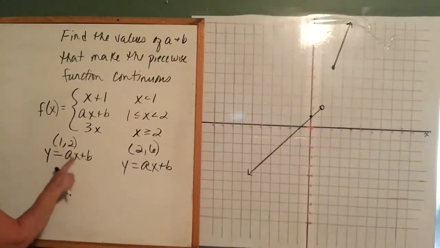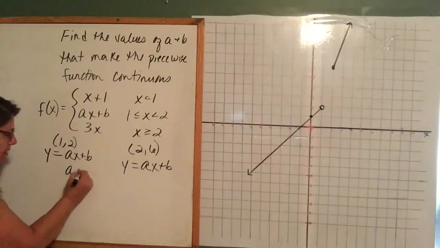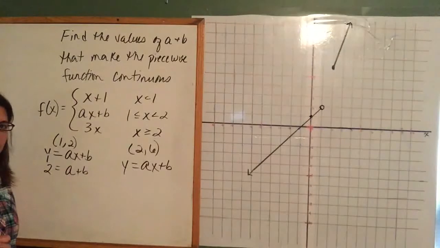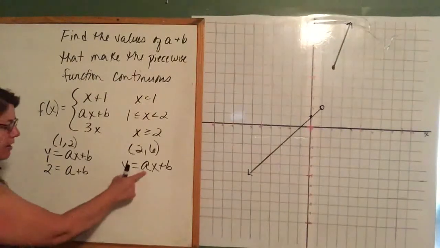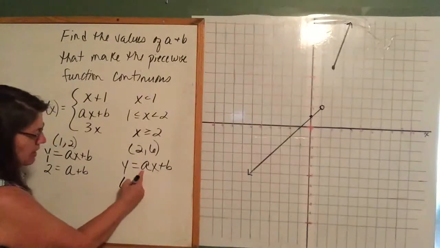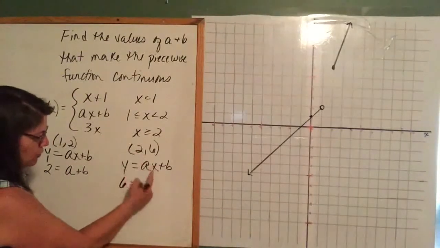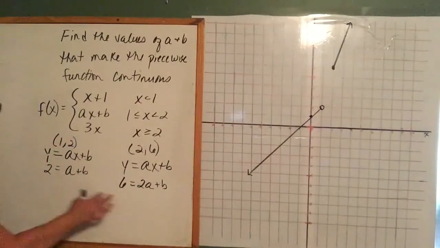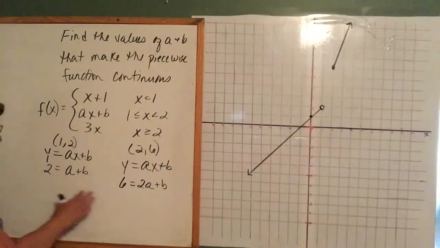So if I do that, 1 goes in for x, so a times 1 is just a, and 2 goes in for y, so y is 2. Over here, I can do the same thing. Y is 6, a times x is 2, so that's 2a plus b. Now, if you look at what you've got, you have a system of equations.